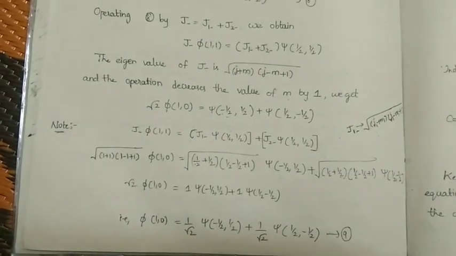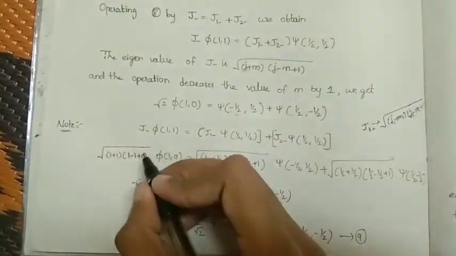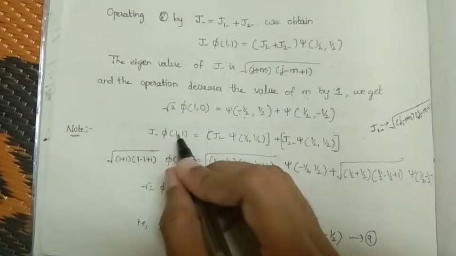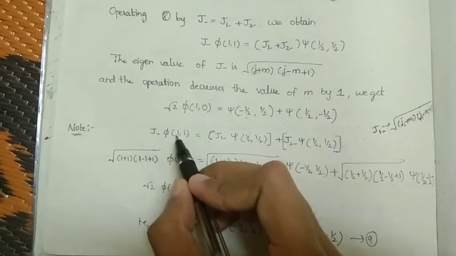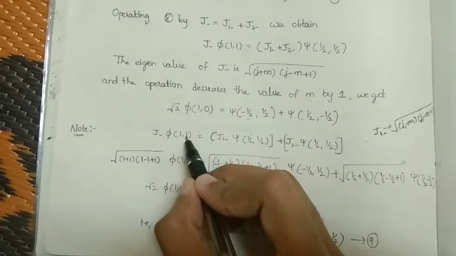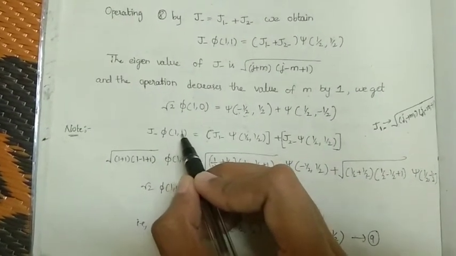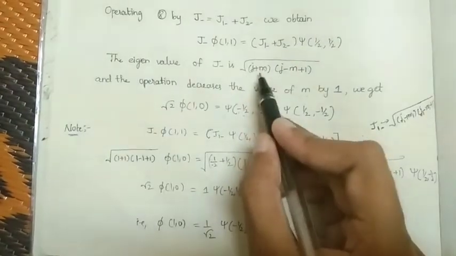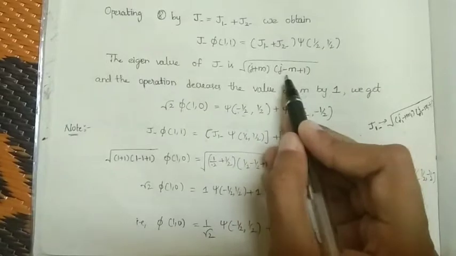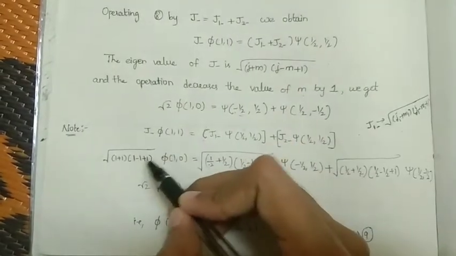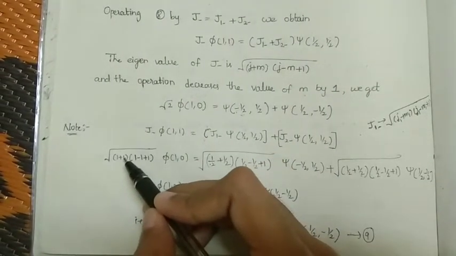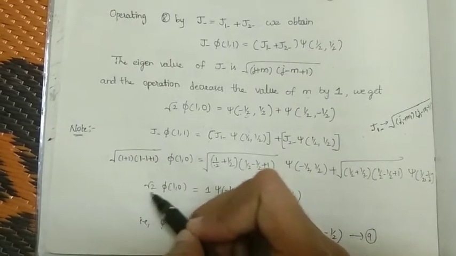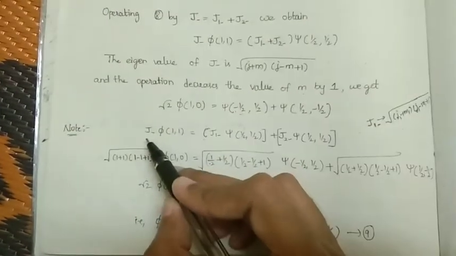So now what we need to do is, for j minus, here j is 1 and m is 1, small j is 1, small m is 1. Based on this formula, 1 plus 1, and 1 minus 1 plus 1. So 1 plus 1 is 2, 1 minus 1 would get cancelled, and we have 2 into 1, so root 2. And what does this j minus do?